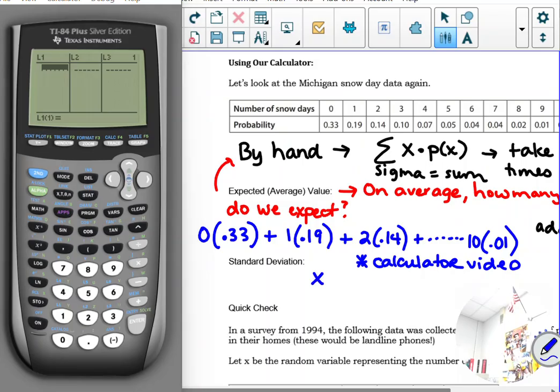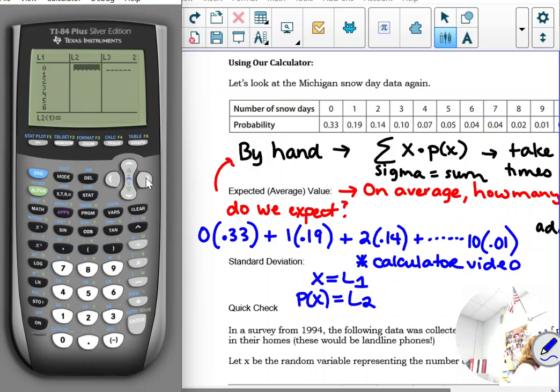But here's what I'm going to want to do. I'm going to put all my X values in list 1, and I'm going to put all my P of X values in list 2. So my X values are 0 through 10. So if I type and press enter, you guys can do that faster than I can, all the possible values for X, 0 up to 10, in L1. So those are all my X's.